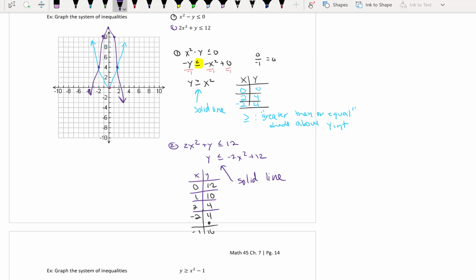And for this one, it's saying, hey, this is less than or equal. So that means I want to shade below the y-intercept. So that's in here. So where it's blue and purple will be right in here. So that is going to be my equation.